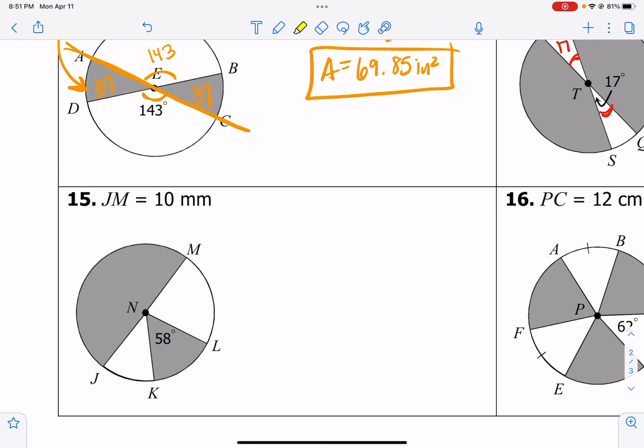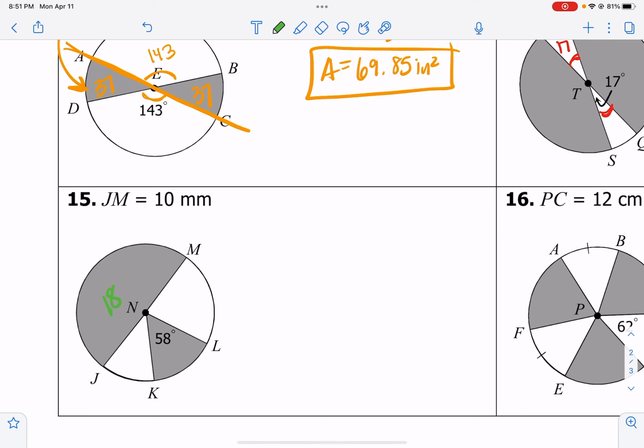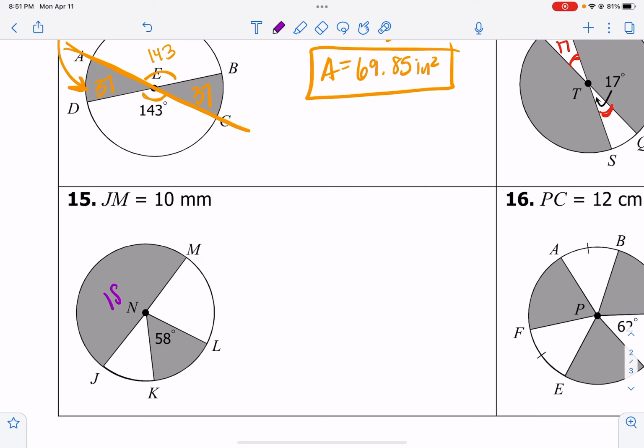So JM takes it one more step. So it's pretty easy to see that this piece is 180 degrees. You can't see that. Let's try again. This piece is 180 degrees. That's half a circle. And this piece is 58. So 180 plus 58 equals 238. That's how much is shaded.